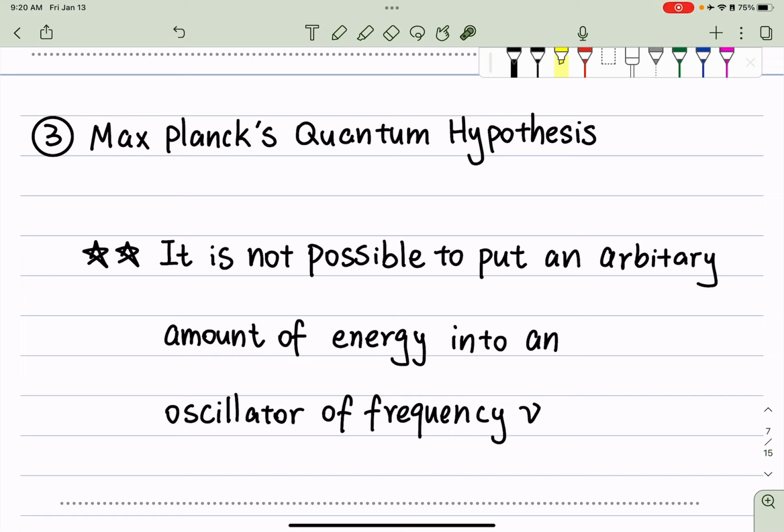I'm just going to read it here with you. It says, it is not possible to put any arbitrary amount of energy into an oscillator of frequency mu. When we're saying oscillator here, it's not any definite style of oscillator. It can be a spring that's oscillating, it can be a chemical bond that is oscillating, or it can be an electron that's oscillating around. So don't think about it as any specific type of oscillator. It's just in general, in quantum mechanics. When we're talking about energy, they can't take any arbitrary amount.